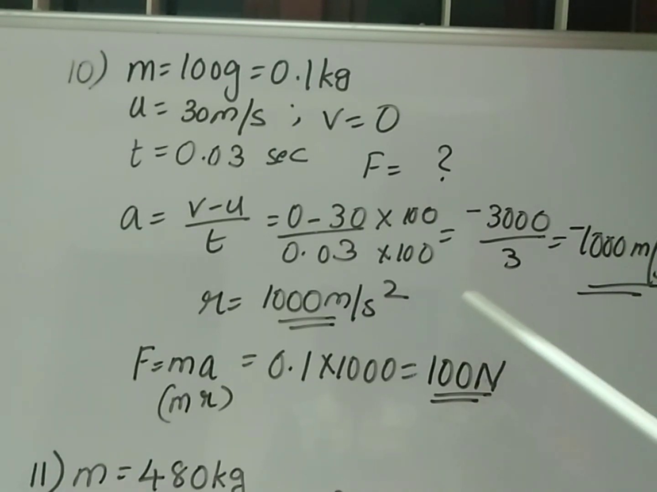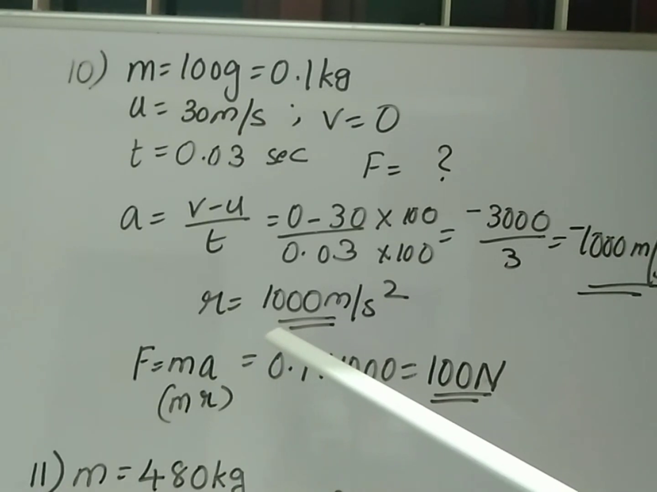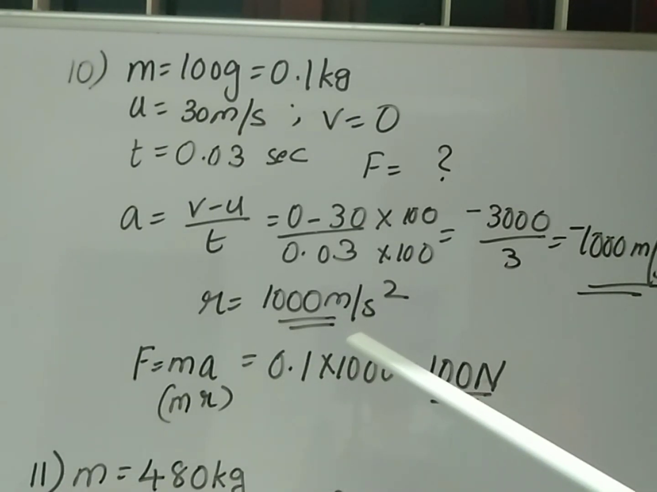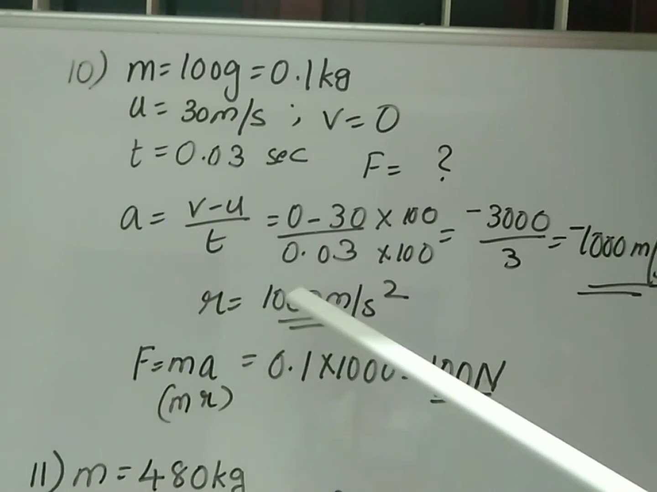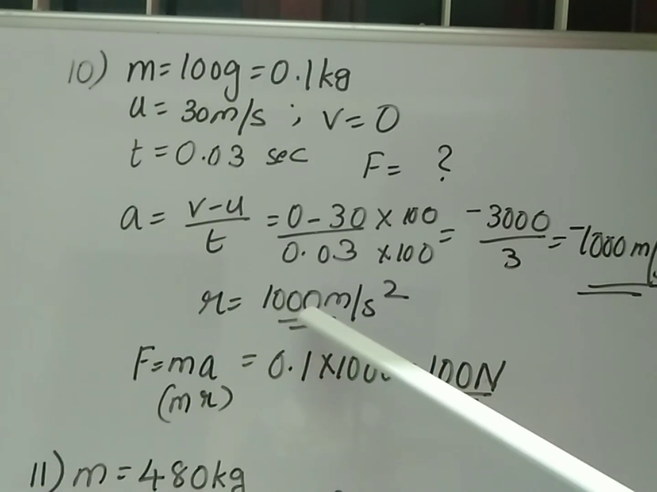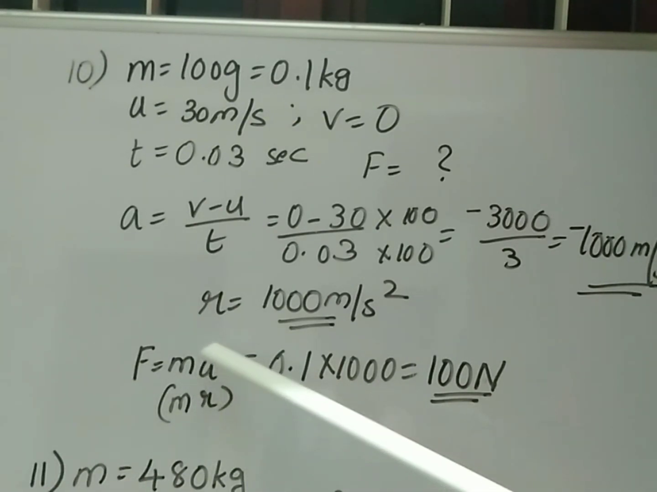Actually we are applying a force to stop it. So it is having a retardation. We are asked to find how much force we applied to retard. Retarding force is asked. So retardation is the negative of negative acceleration. You will get 1000 meter per second square. Now F is equal to ma. Actually you could have thought that acceleration is negative.